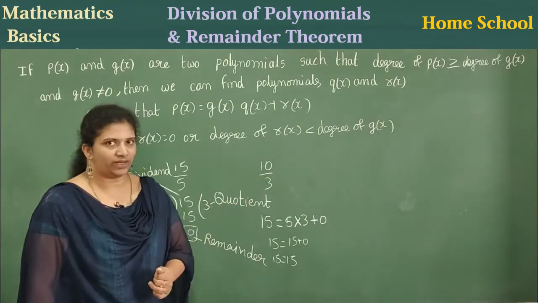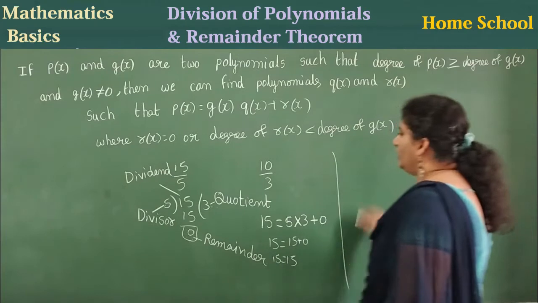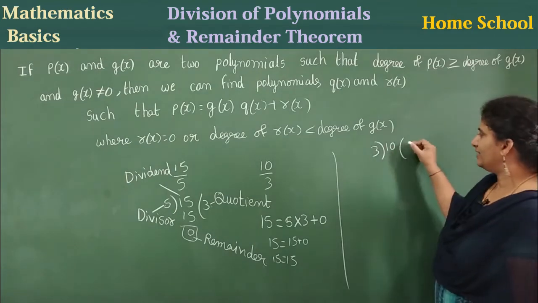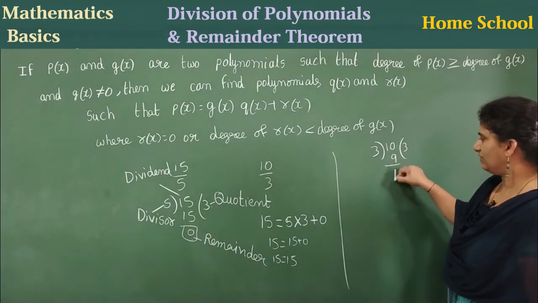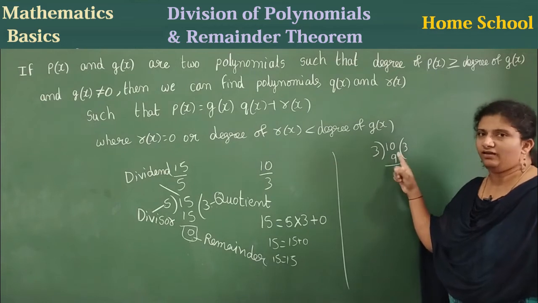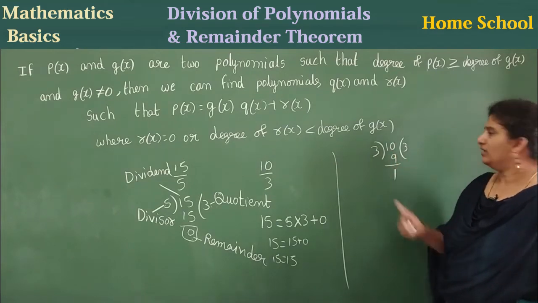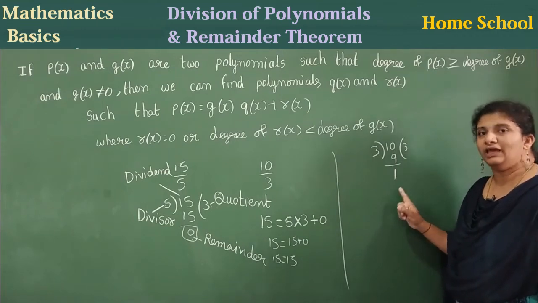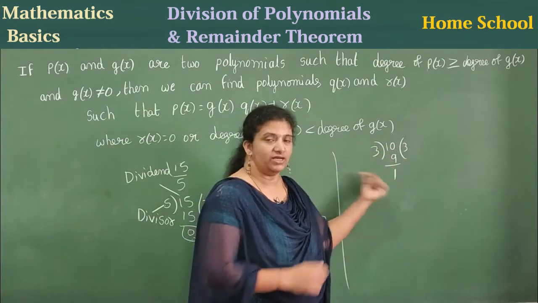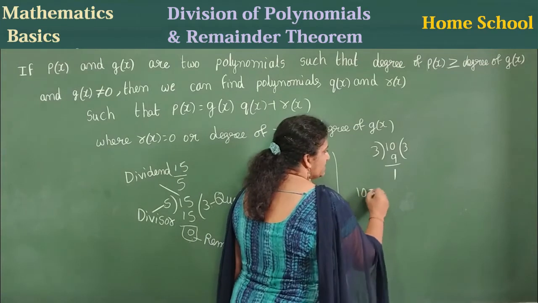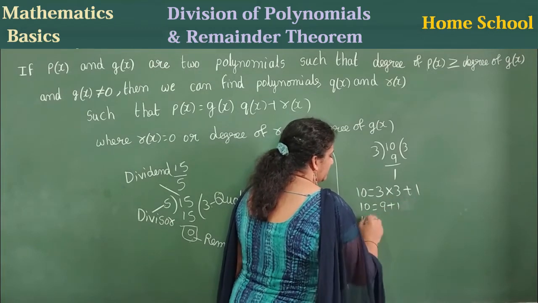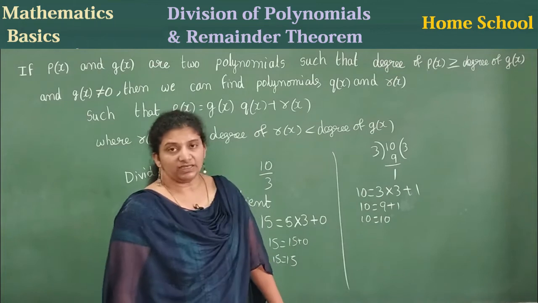Right? Similarly, let's do one more example here. 10 by 3. Okay? So 10 by 3, how can you do, children? 3 threes are 9, 10 minus 9 will be 1. When you divide 10 by 3, 3 is the quotient and 1 is called the remainder. Similarly, 10 is equal to 3 into 3 plus 1, that is 10 equal to 9 plus 1, 10 equal to 10. This is a basic technique, right?